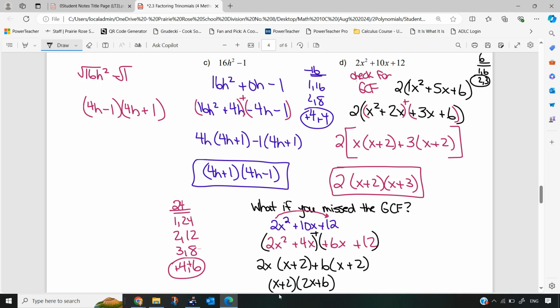My GCF is x plus 2, and then 2x plus 6. Well, notice that my second bracket can be factored further. So I'm going to have x plus 2, and then I can pull out a 2, and then x plus 3. Rearranging that, I would have 2 times x plus 2 times x plus 3. Notice that these are the same, so when I'm doing decomposition, if I miss that GCF, there's again a way to recover at the end.